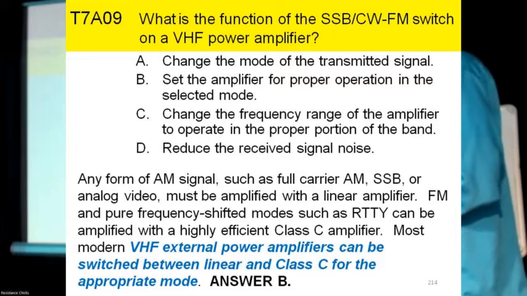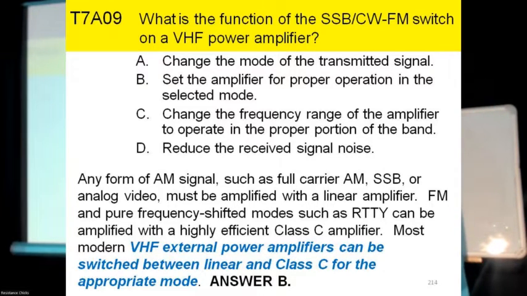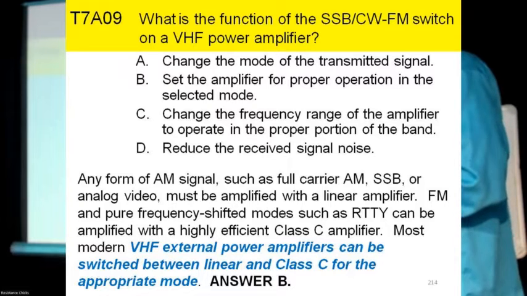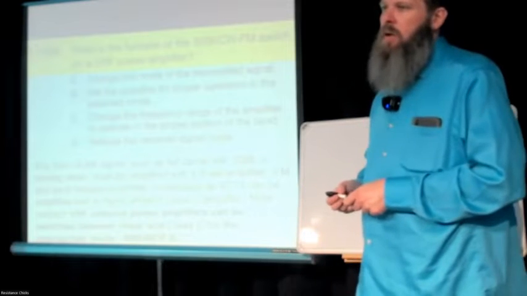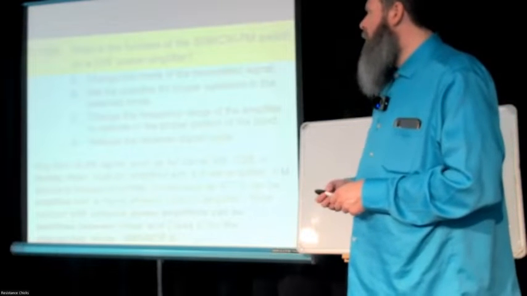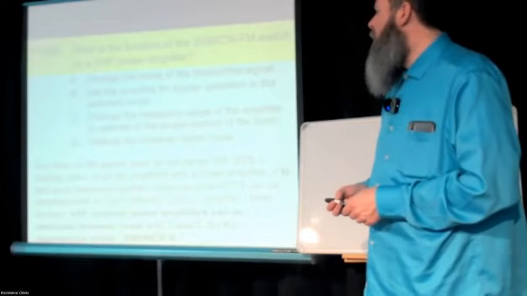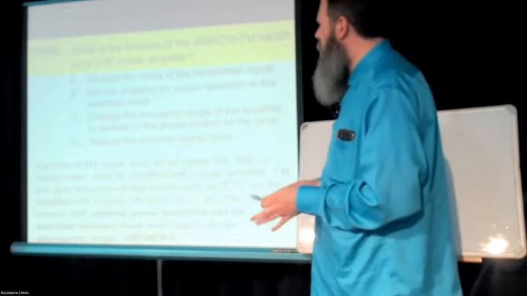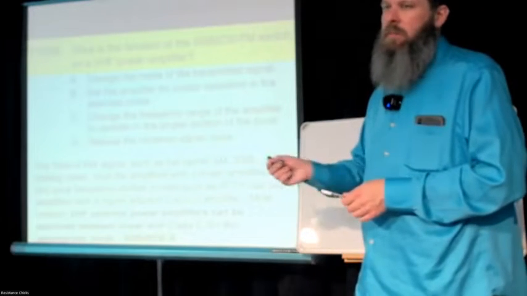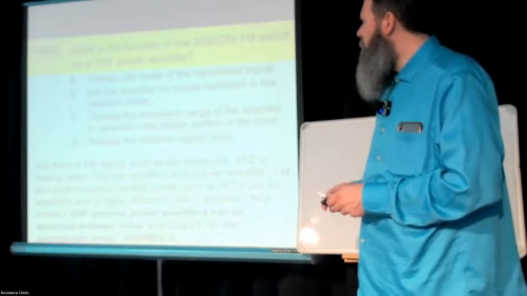What is the function of the single sideband CW FM switch on a VHF power amplifier? It sets the amplifier for the proper operation in the selected mode. So this is simply saying that if you have a power amplifier, it can usually amplify single sideband and Morse code or FM. And so you simply need to select whichever mode you're going to use on your radio.